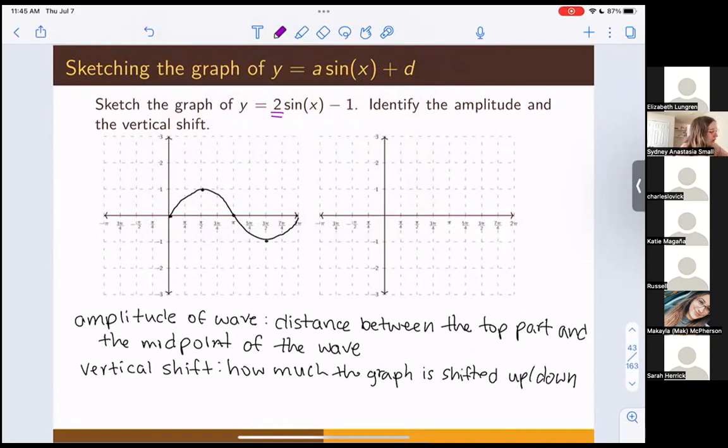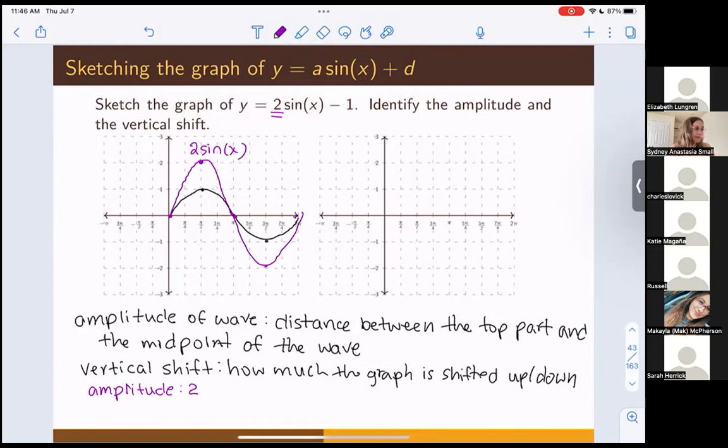So every single value on this graph for 2 sine x is doubled. So instead of our high point being 1, our high point is 2. So our new amplitude is 2 because everything is multiplied by 2. So we have this, this, and this. So this purple graph right here represents 2 sine x.